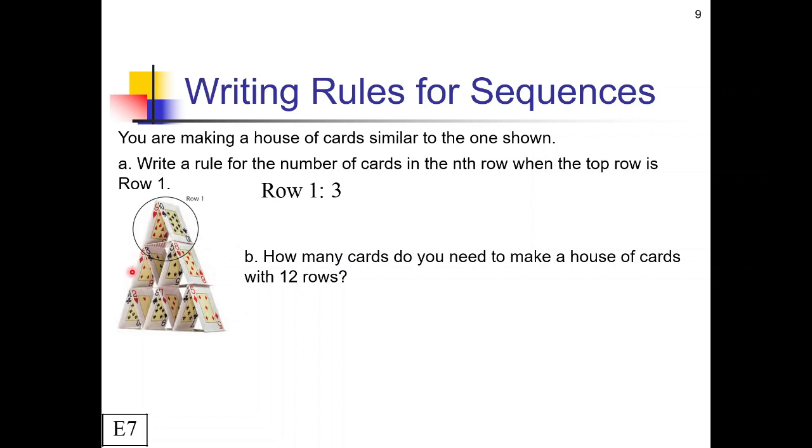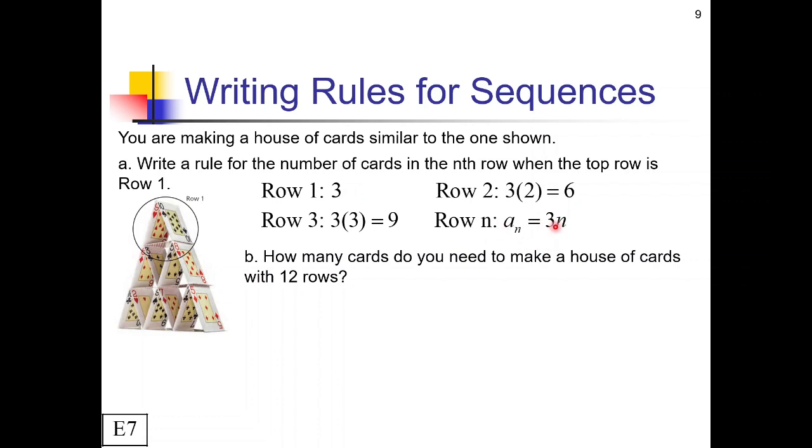So in row 2, we've got 2 of these triangles. So 3 cards per triangle times 2 triangles is giving us a total of 6 cards. And then in row 3, kind of the same pattern. Now we've got, again, 3 cards per triangle times 3 triangles gives us 9 cards. And then row 4 would have 12, and then we'd have 15, and so on and so forth. So in general, then, following this pattern, 3 times 1, 3 times 2, 3 times 3, our nth row is going to have 3n cards in it.